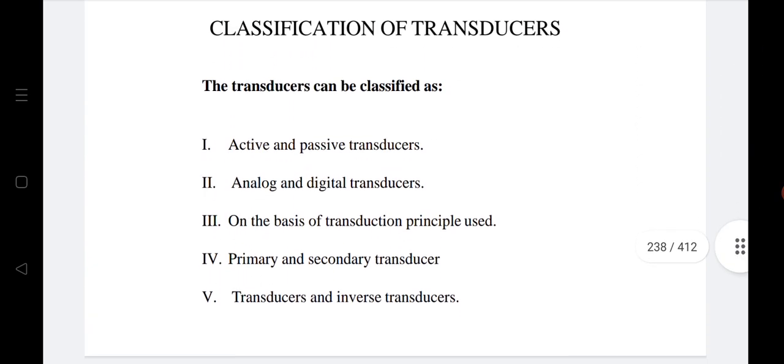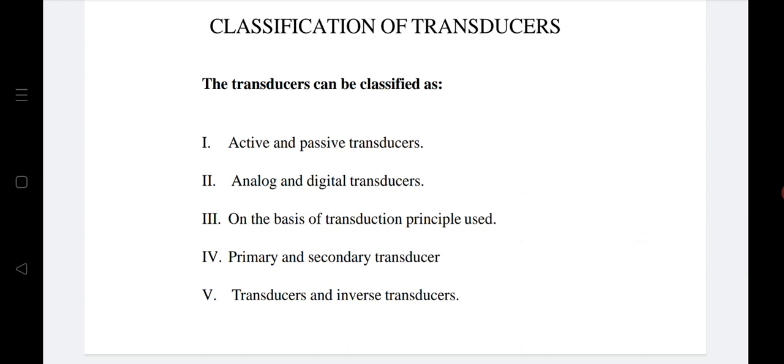In the next class we will discuss the classification of transducers. Transducers are generally classified into five different types. One is active and passive transducers. Second is analog and digital transducers. Third is on the basis of transduction principle used. The fourth is primary and secondary transducers. And the fifth is transducers and inverse transducers. So these are the various classifications.